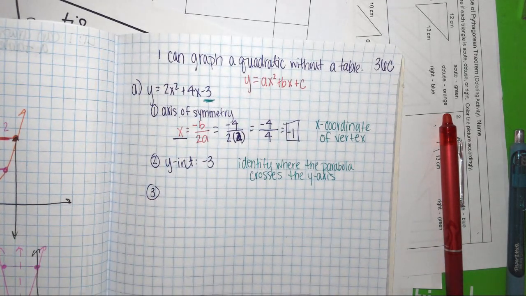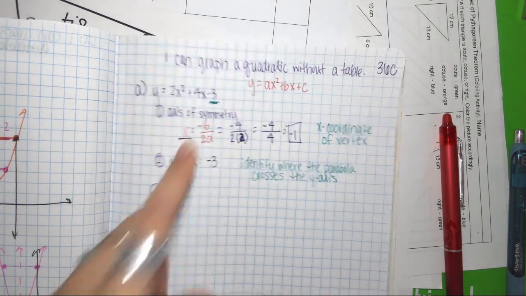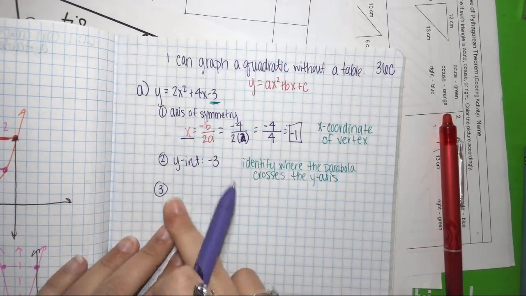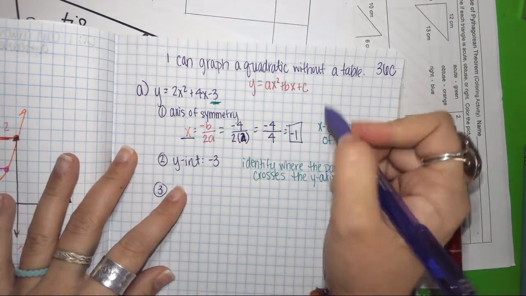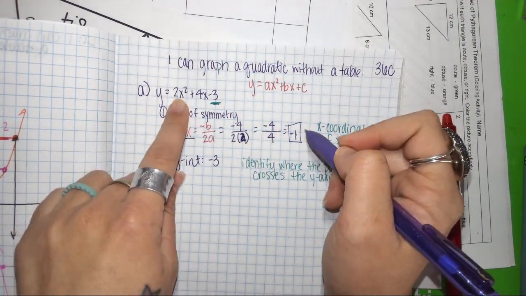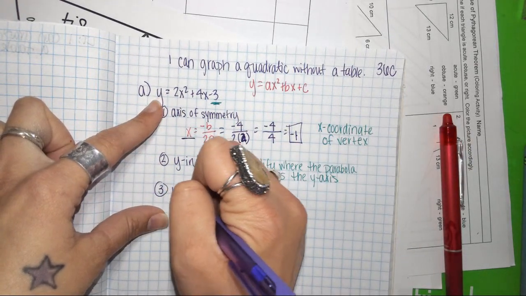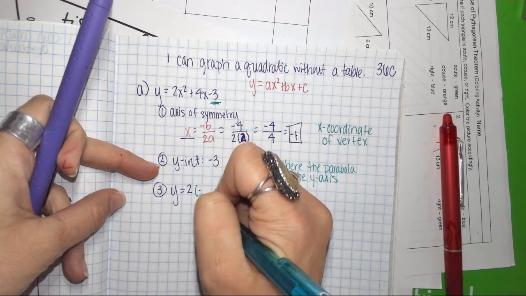Alright, the third step of this part before we graph is to use our axis of symmetry to find our vertex. Because this just gives us the x coordinate of our vertex. That doesn't give us the y, and since it's a coordinate, you need 2 points. So we're going to take this x, which is negative 1, and plug it back in here to find y.